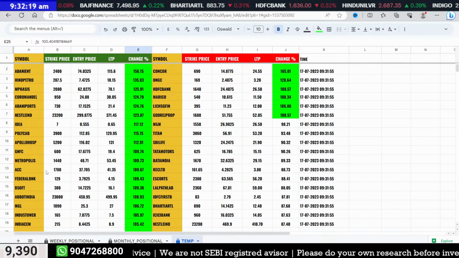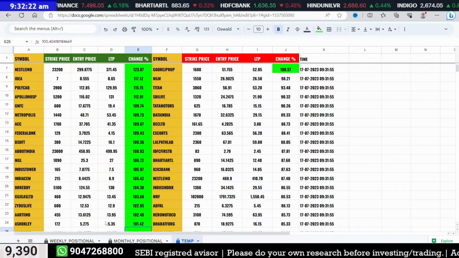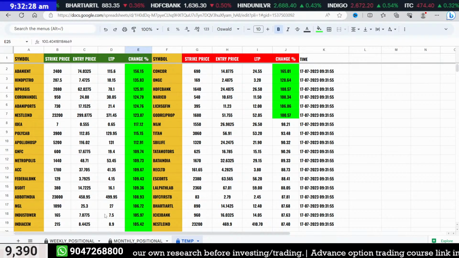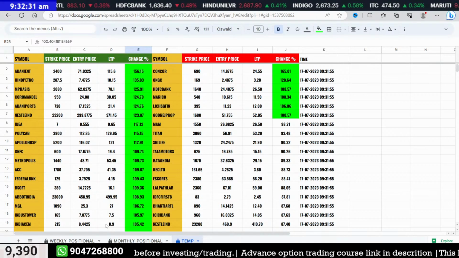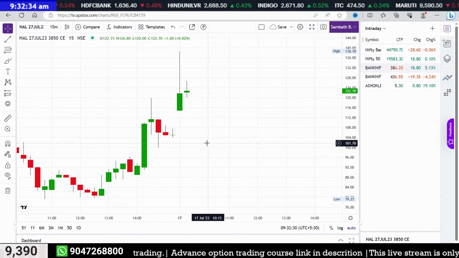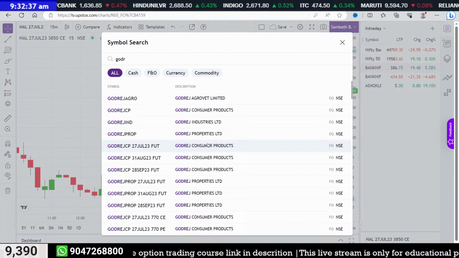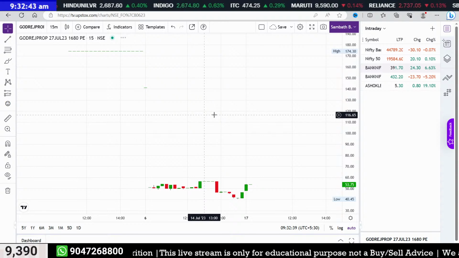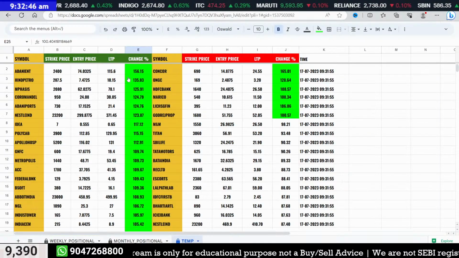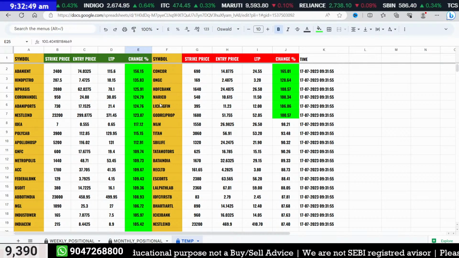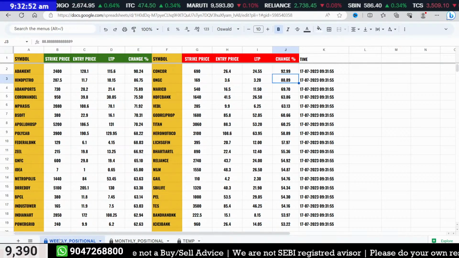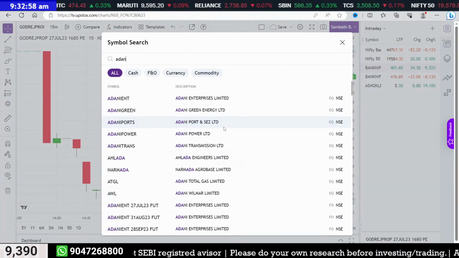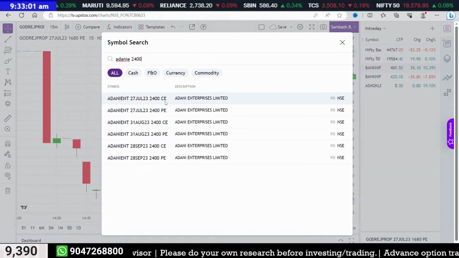I think a lot of stocks triggered earlier, so I don't want to go for those. Call the rate properties 1680. Should be a put option. I think it's not traded well, so simply ignore it. As per weekly, Adani Enterprise 2400 and Indo Petro 287. Maybe we can track these.